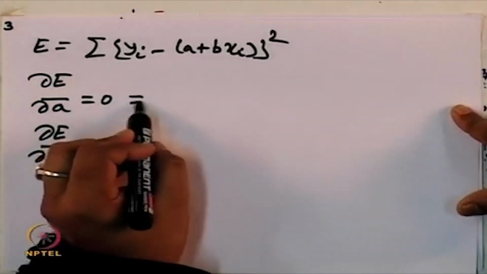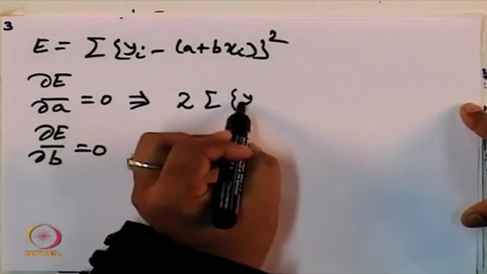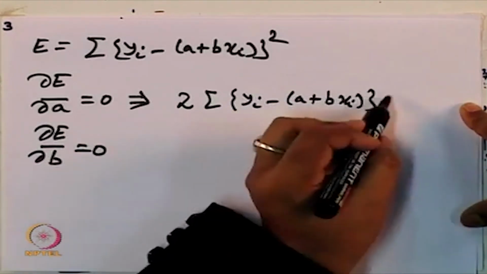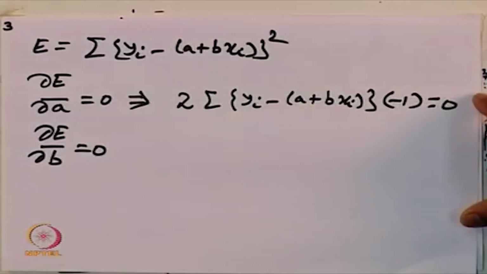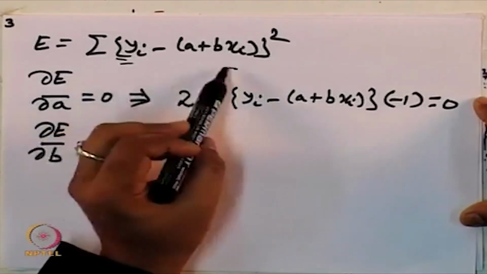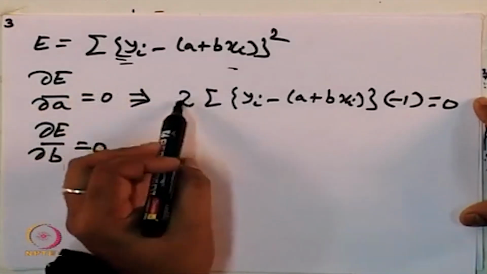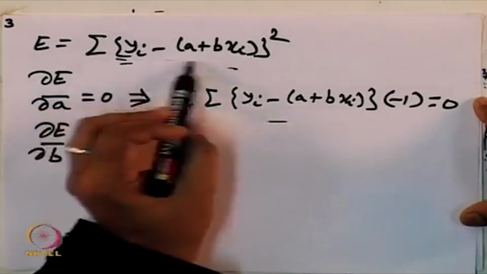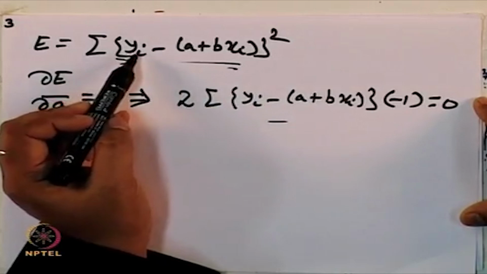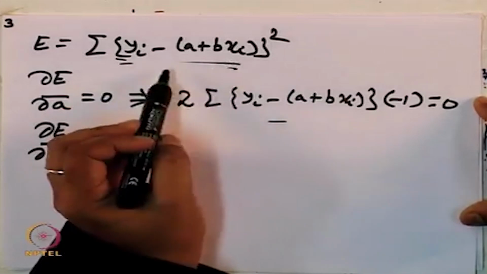So, if I use this particular expression, I can write down 2 times the term, times minus 1, equal to 0. I essentially take the derivative with respect to this entire term, which is of the form z square. When I take the derivative of z square, I get 2z. So, 2 and this is the z, and then if I take the derivative of this with respect to a, del yi del a is 0, del minus a del a is equal to minus 1, and del bxi del a is 0.